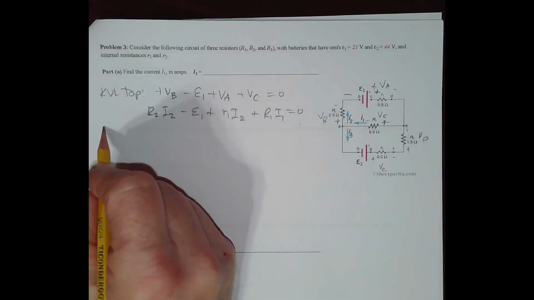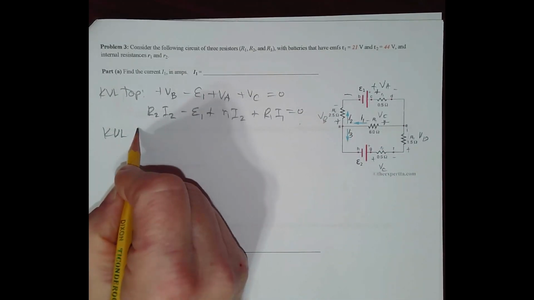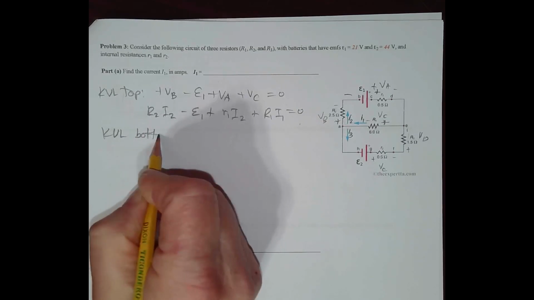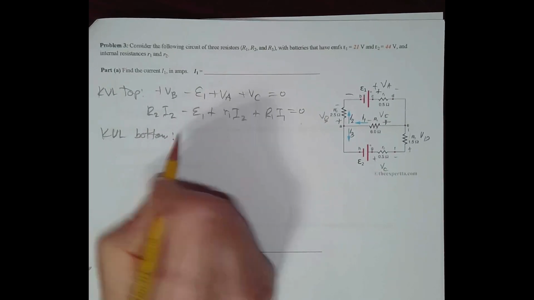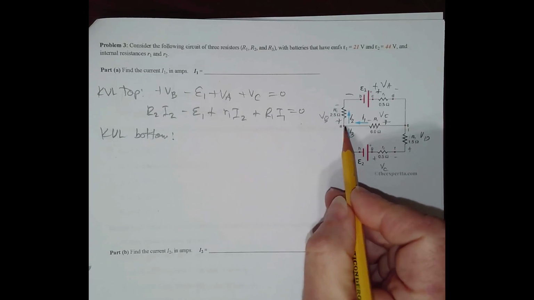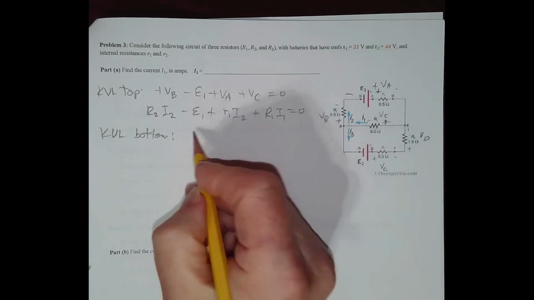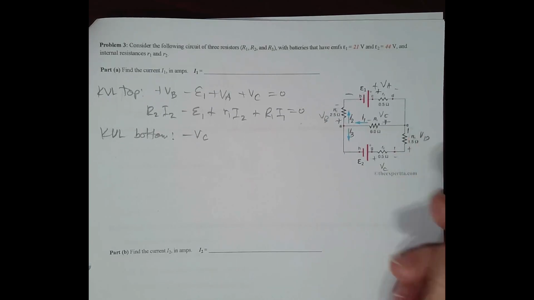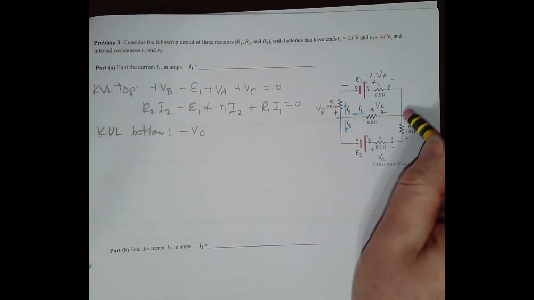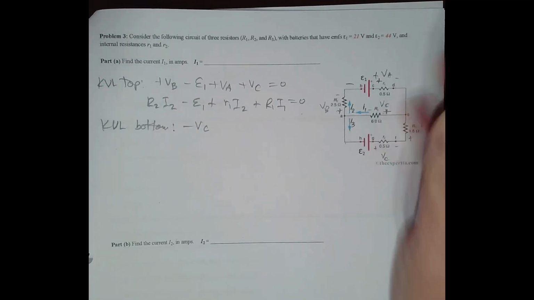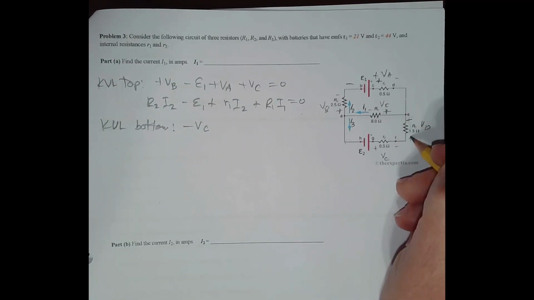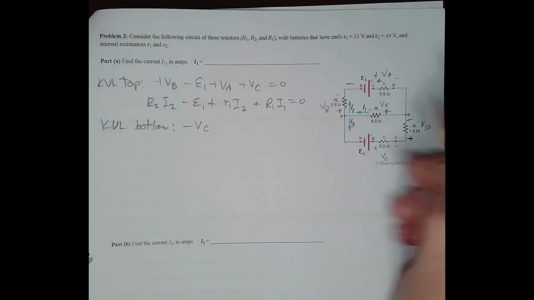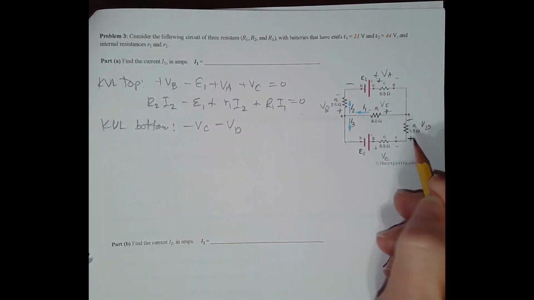All right, so now let's do another KVL for the bottom loop. And let's just start here. So we'll go around. The first thing we hit is negative VC. And then we come over here, we hit the minus. Oops, is that the minus? Yes, that's the minus. I don't know why it's oriented that way. The minus side of VD. And we'll hit the minus side of VC.